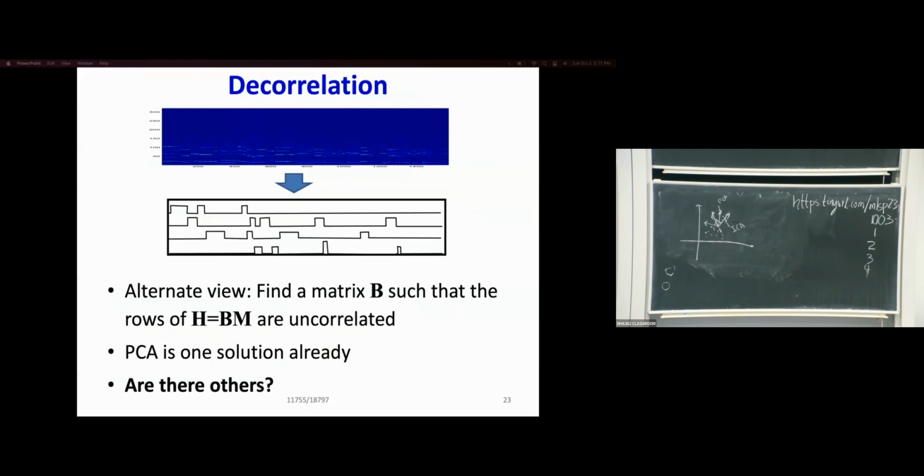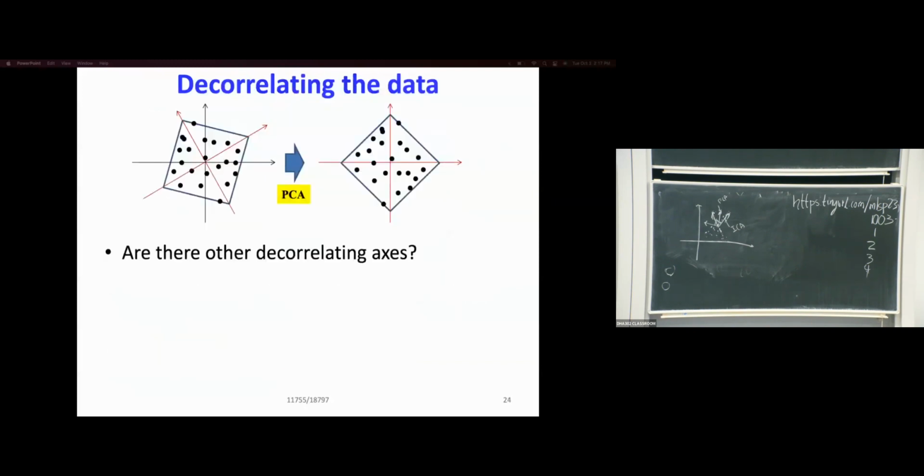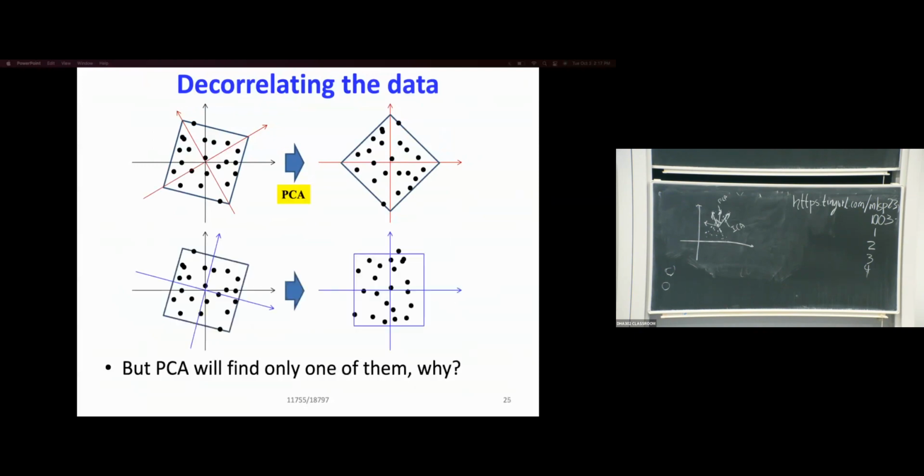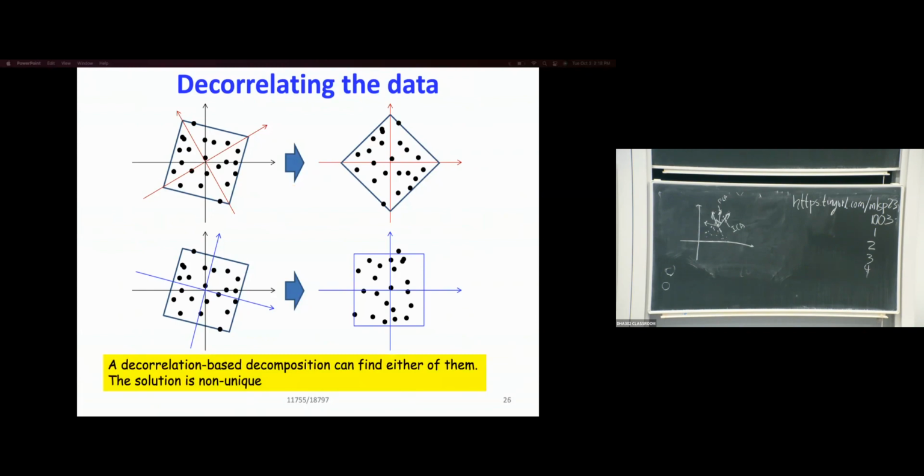So we already found that PCA is one, but it's not that good. Are there others? So this is PCA. This is another one, if you think about it, right? It lands like a square. And the reason PCA will not find this is because PCA only cares about maximizing the variance. There are many different axes that can solve this problem of decorrelation. This is one of them, this blue one. It's a non-unique solution, yeah.